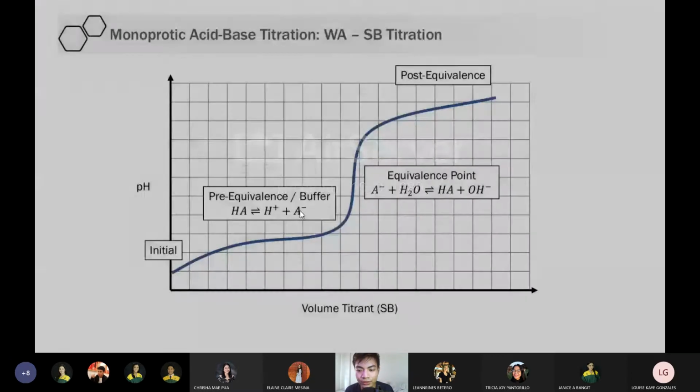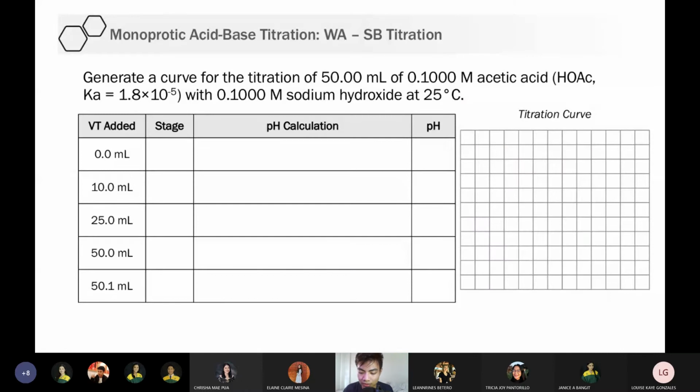Okay, so with all those ideas, let's apply them in this problem. Onti lang yung items na sasagutan ko this time, kasi I want you to practice more. Pero yung step by step, gagawin ko talaga. Kakarerin natin to. Okay. Generate a curve for the titration of 50 ml of 0.1 molar acetic acid. The Ka is given with 0.1 molar sodium hydroxide at 25 degrees Celsius.